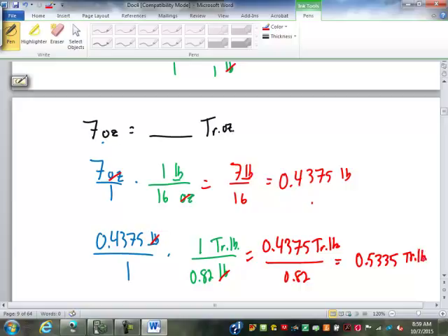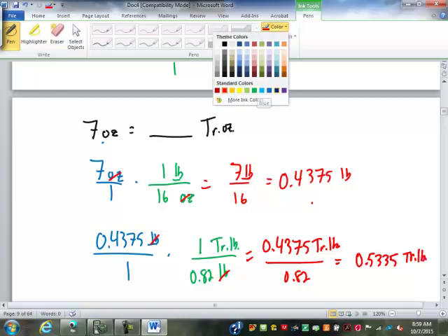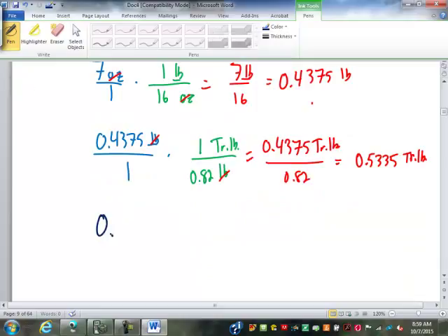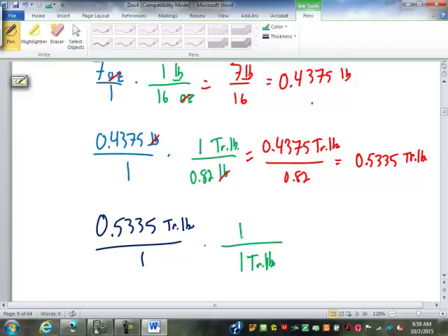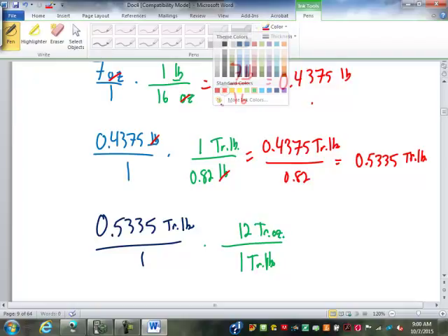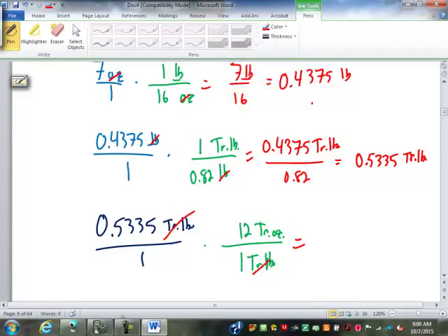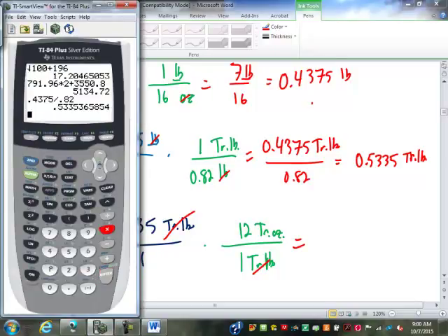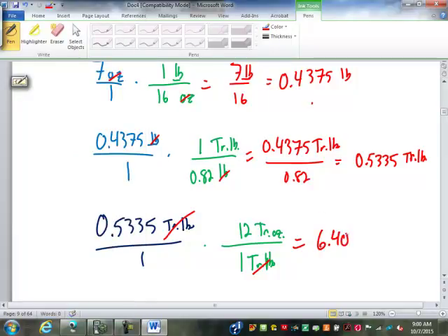troy pounds. And of course, a troy pound, so 0.5335 troy pounds, one troy pound is 12 troy ounces. So the troy pounds cross cancel. I'm going to take the 0.5335. Now I'm going to leave it in my calculator. Multiply by 12. Gives me 6.402 troy ounces. So 7 standard ounces is about 6.4 troy ounces.